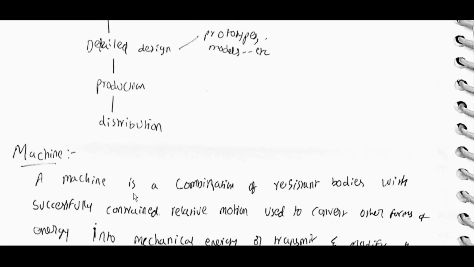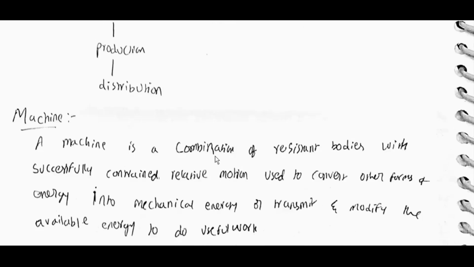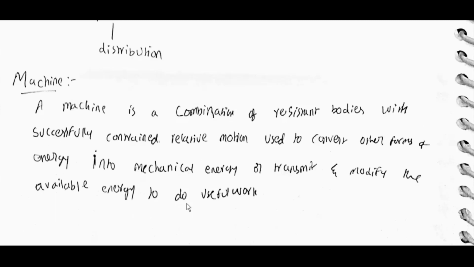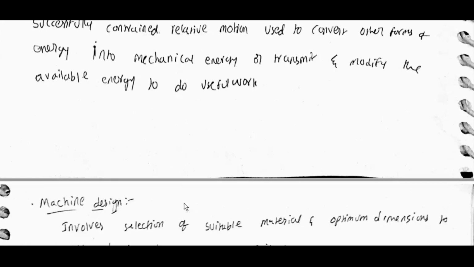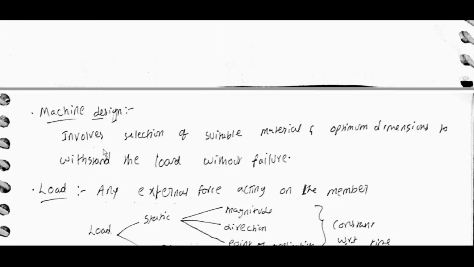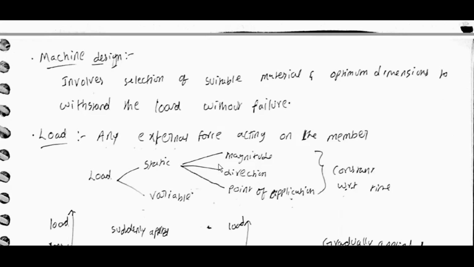Production, distribution. Machine: a machine is a combination of resistant bodies with successfully constrained relative motion used to convert other forms of energy into mechanical energy, or transmit and modify the available energy to do useful work. Machine design involves selection of suitable material and optimum dimensions to withstand the load without any failure.